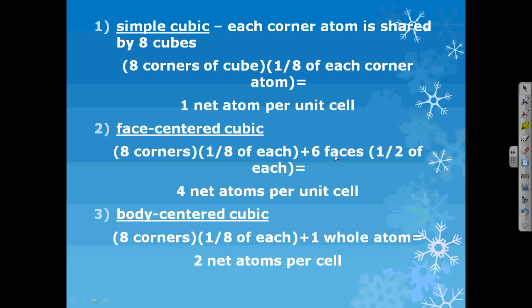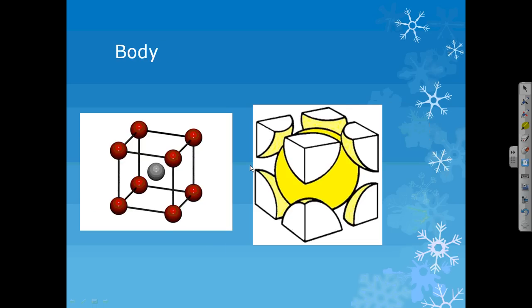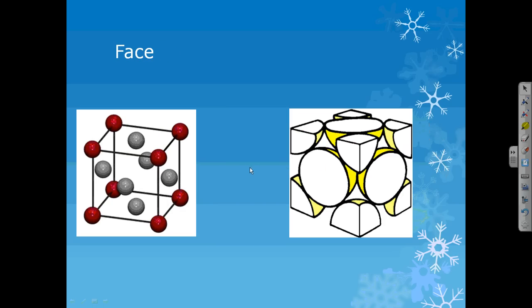So that gives you 3 full atoms from the faces and 1 atom from the corners to give you in that unit cell just 4 atoms.